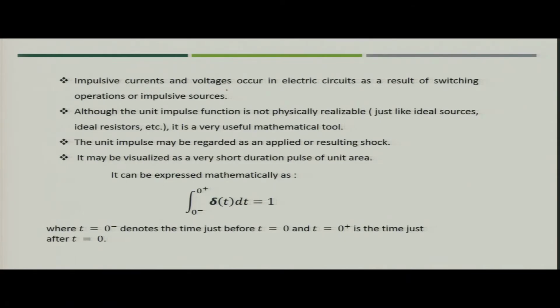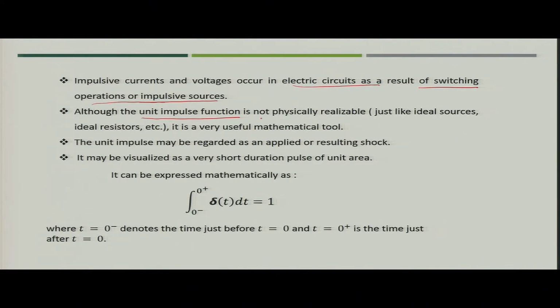Now, impulse currents and voltages occur in electric circuits as a result of switching operations or impulse sources. So, when you apply any voltage source to the circuit, a sudden impulse is generated in the circuit. That particular phenomenon can also be represented with the help of this unit impulse function. How we will represent it, we will see later on.